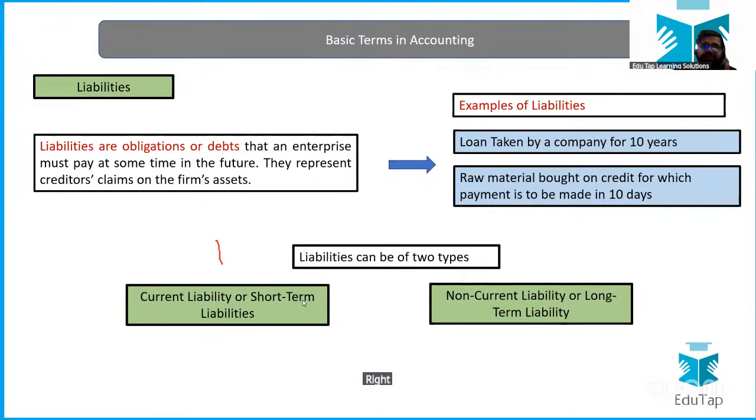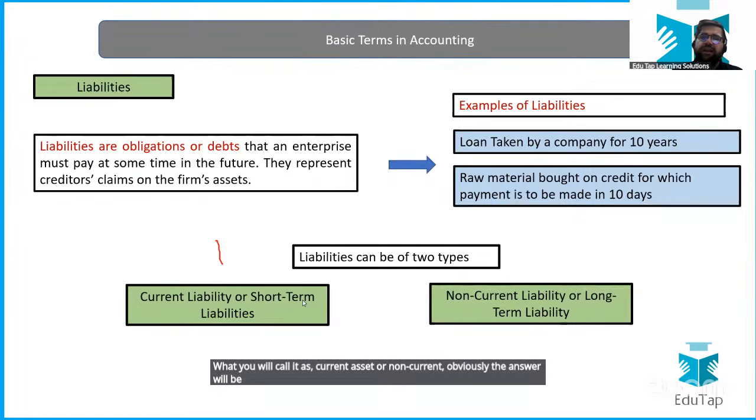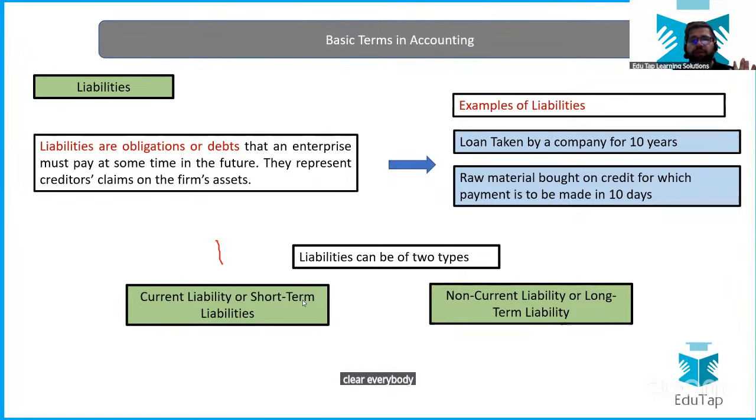Right? So outstanding salaries which are about to be paid in 5 months, what will you call it as? Current asset or non-current? Obviously, the answer will be current asset. Clear, everybody? All of you?